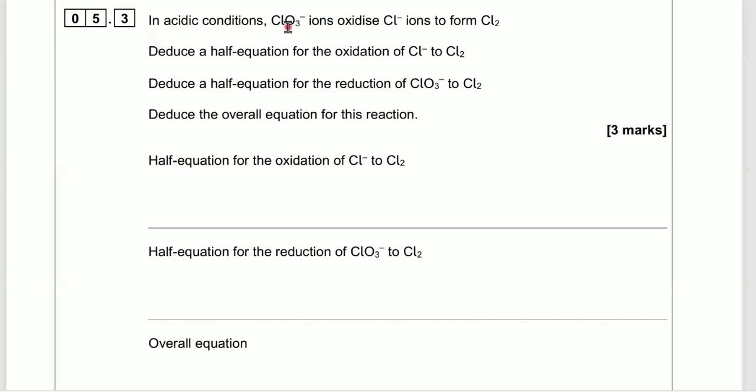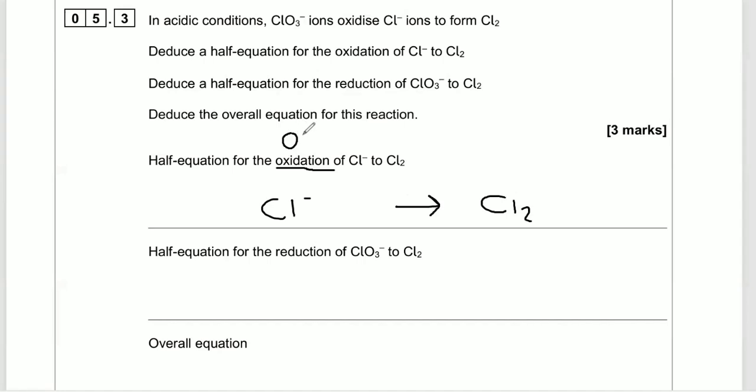In acidic conditions, ClO3 minus ions oxidize Cl minus ions to form chlorine. Deduce a half equation for the oxidation of chloride ions to chlorine. Deduce a half equation for the reduction of ClO3 minus to chlorine. Deduce the overall equation for this reaction. So this is applying your knowledge. We know it's the oxidation of chloride, so for this half equation, you're going to just start like this. And it's telling us that it's oxidation.